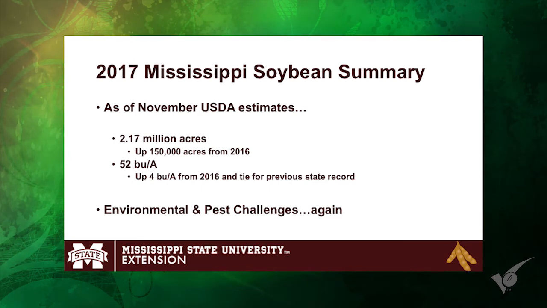But overall, 2.17 million is what the USDA numbers had in November for our harvested acres, up about 150,000 from last year. Our yield, no question, it was a really good environmental year for soybean production, cooler at night, had ample rainfall. So right now our yield prediction is 52 bushels per acre. If that's realized, that will tie the previous record. I think 2014 was the year that we set a 52 bushel per acre average. So obviously we had some good growing conditions, had some challenges to overcome, but these growing conditions certainly helped us to overcome some of these challenges.